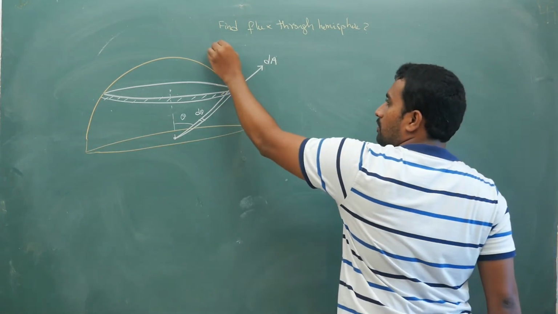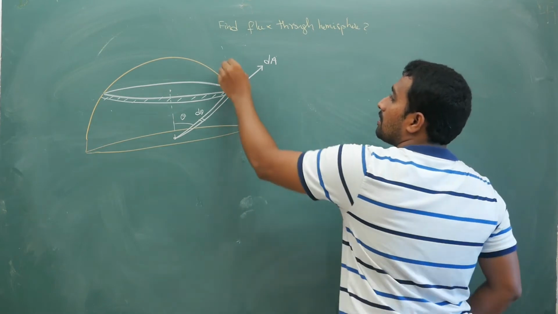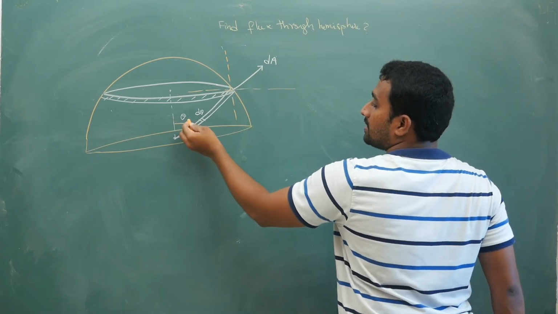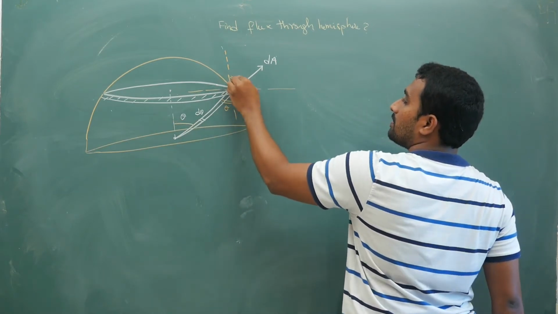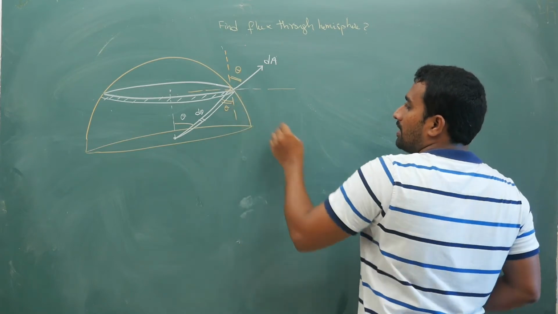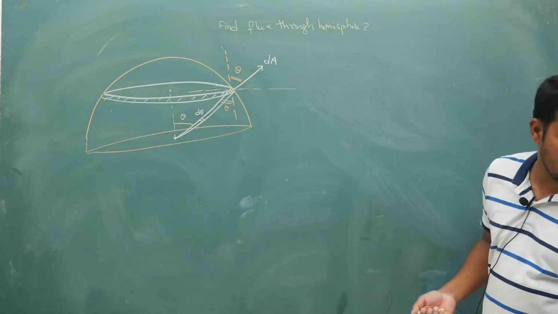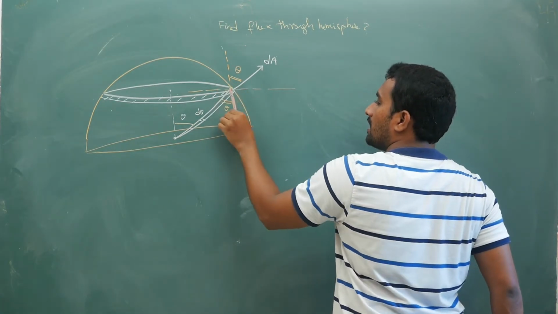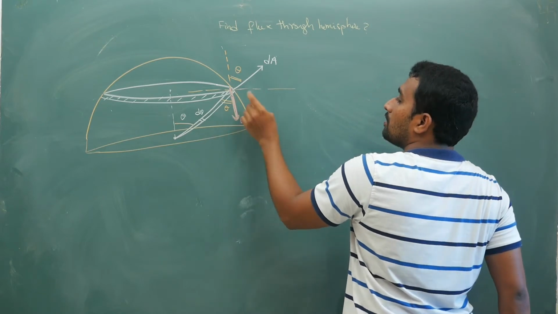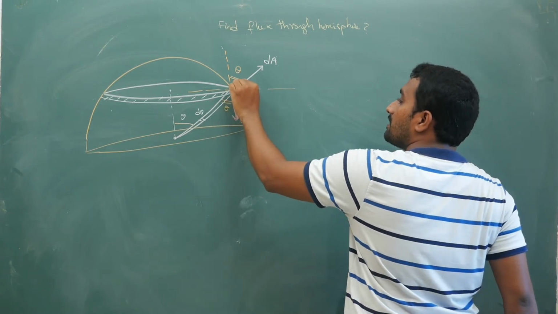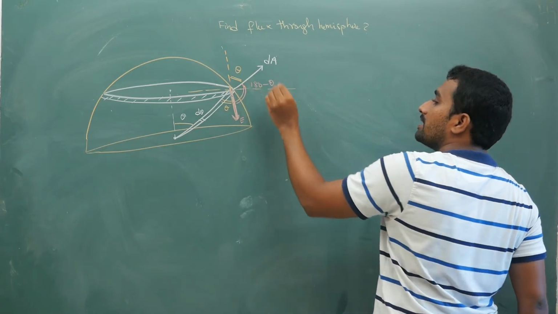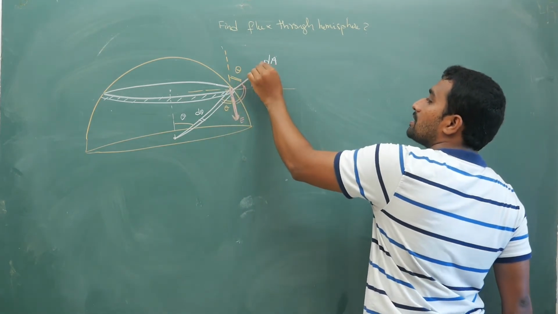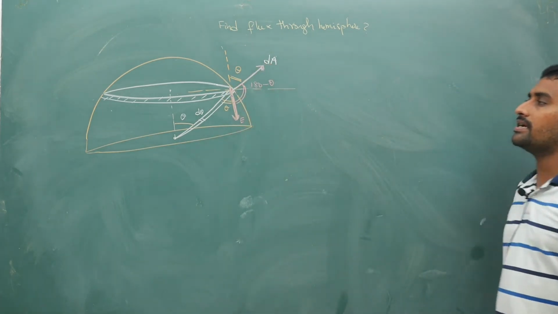If you define your xy axis here, and this angle is theta, this will be theta, this will be theta, and your electric field vector is downwards like this. Your E bar is this way. Your area vector is perpendicular to the surface. The angle between these two, the electric field and the dA vector, is 180 minus theta. Across the small area it is like that.